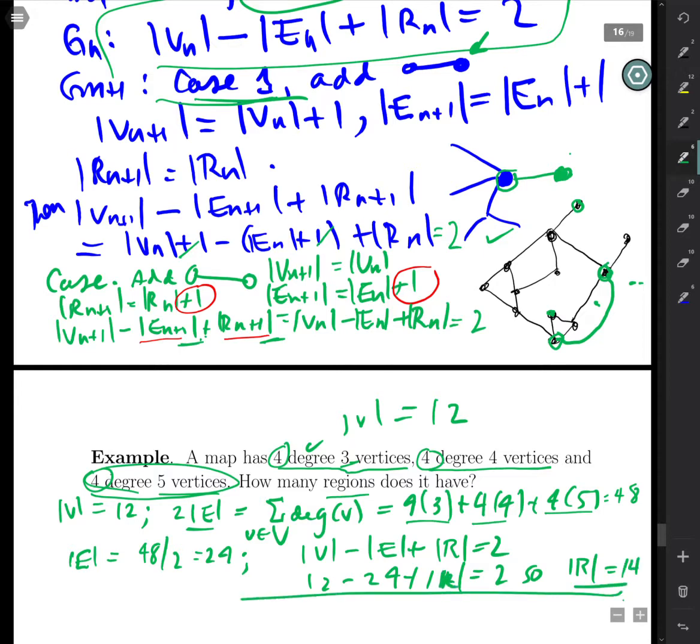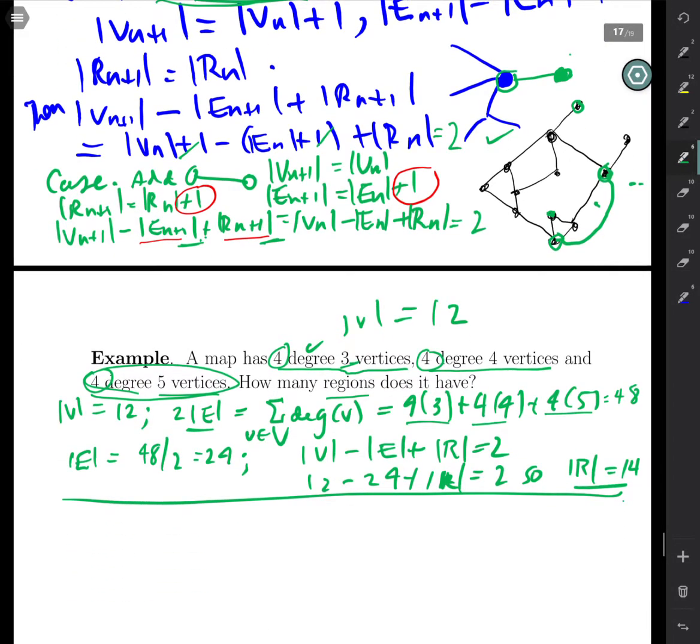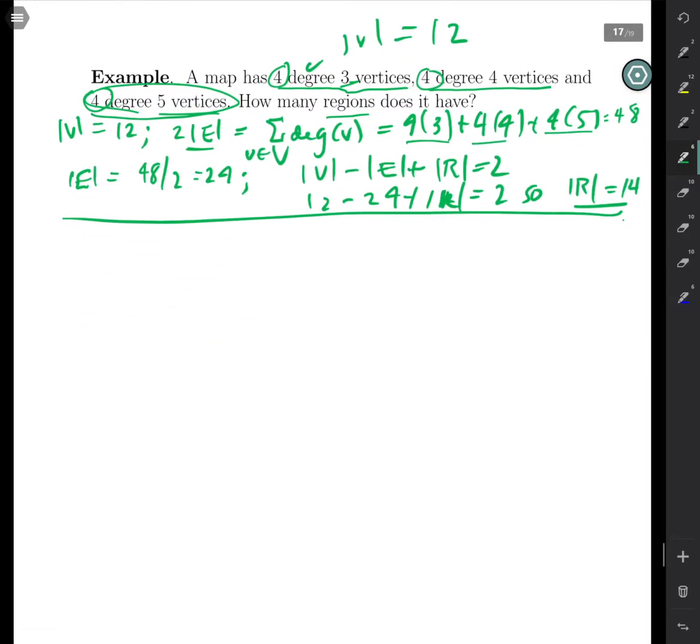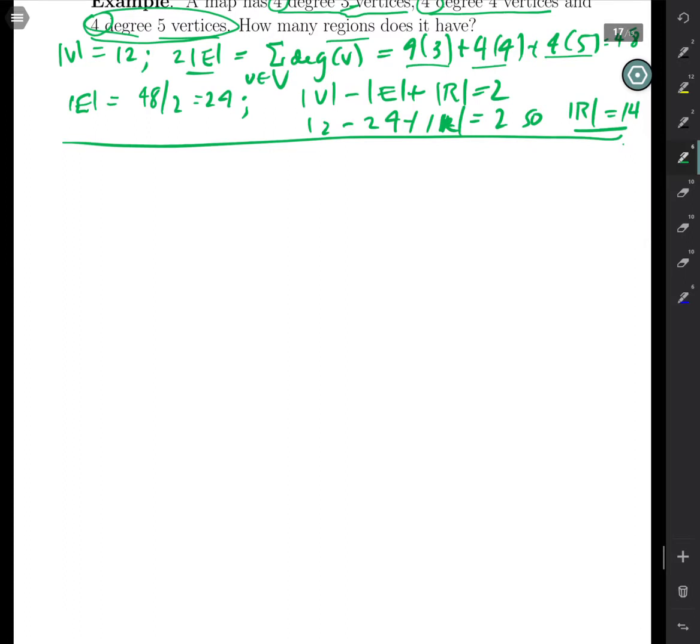Okay, so that's a pretty quick little example, but it illustrates how to use several of the properties together. A nice kind of problem for an exercise or an exam question. Now, the next thing I want to do is use Euler's formula to get some properties about planarity.